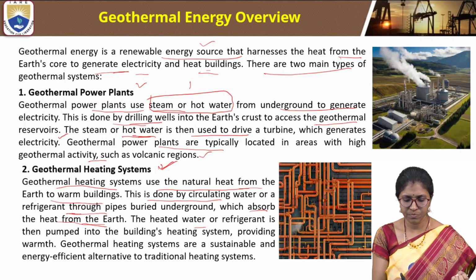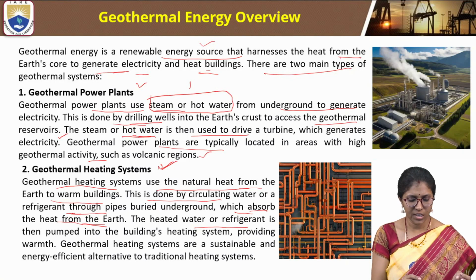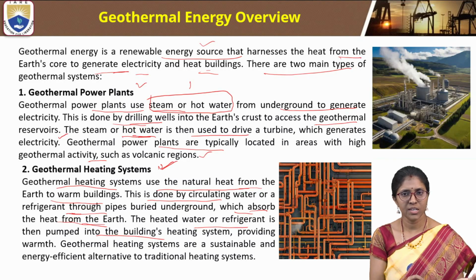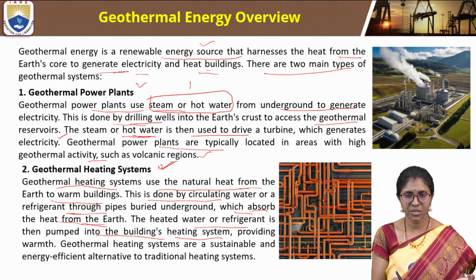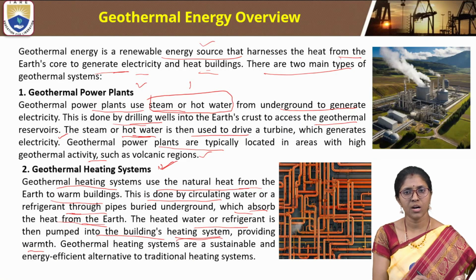We pass the refrigerant or water through the underground pipes. These absorb the heat from the earth, and the heated water or refrigerant is then pumped into the buildings. This heats the building and provides warmth for the buildings.